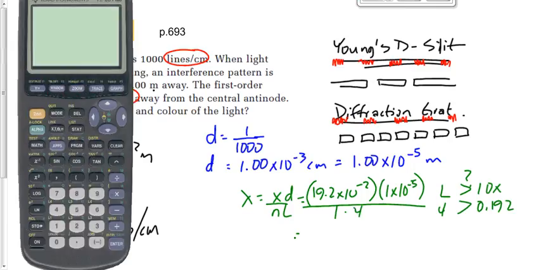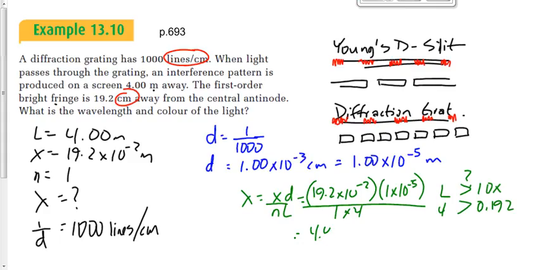Do this on the calculator here. 19.2 times 10 to the minus 2 times 1 times 10 to the negative 5. That's 1.92 times 10 to the minus 7 meters. Right in that range that I was hoping to get. Visible light.